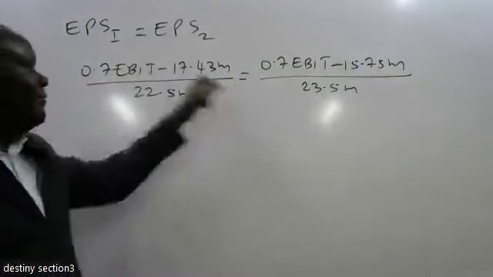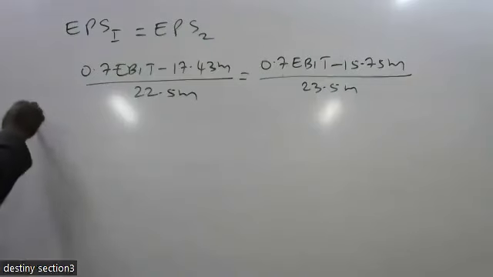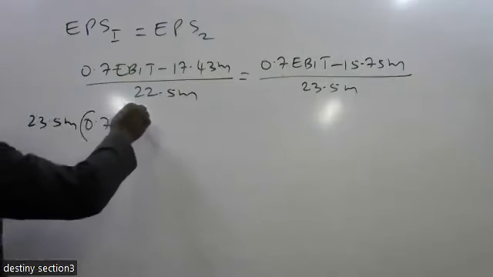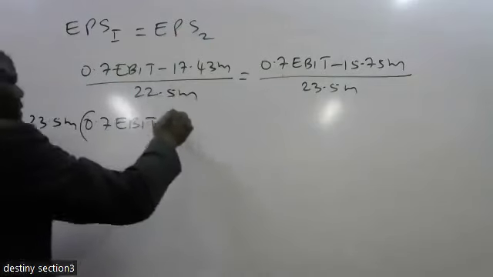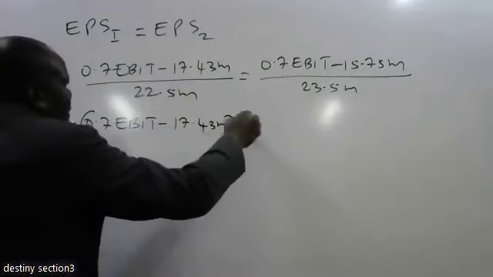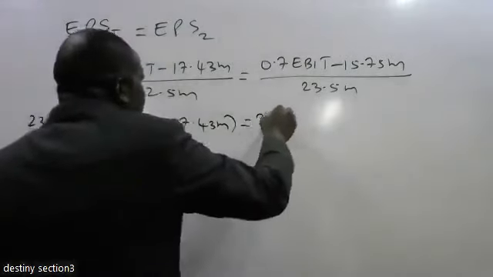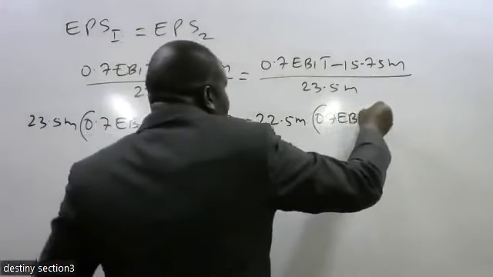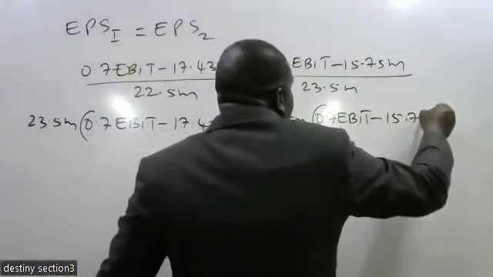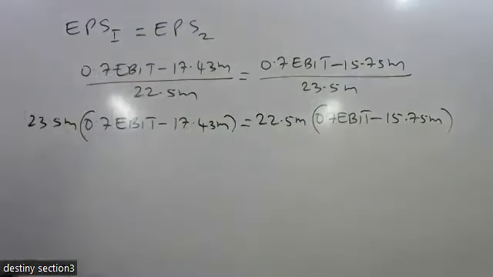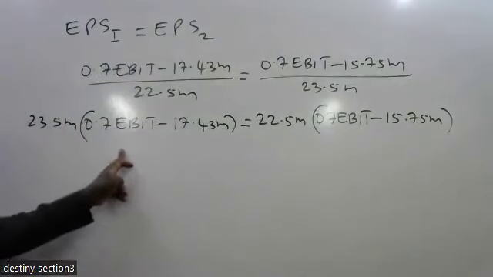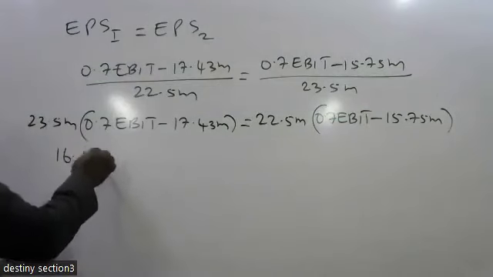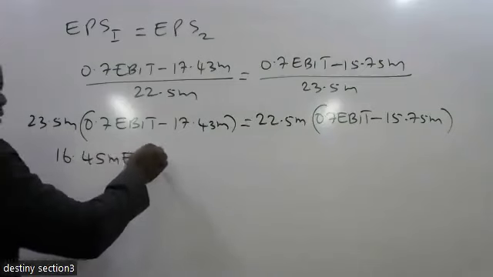You cross multiply. When you cross multiply, it should be 23.5 million in the brackets of 0.7 earnings before interest and tax. Then we subtract 17.43 million. Then you also cross multiply the other way, 22.5 million in the brackets of 0.7 earnings before interest and tax, minus 15.75 million. So when you multiply this by this, you get 16.45 million earnings before interest and tax.